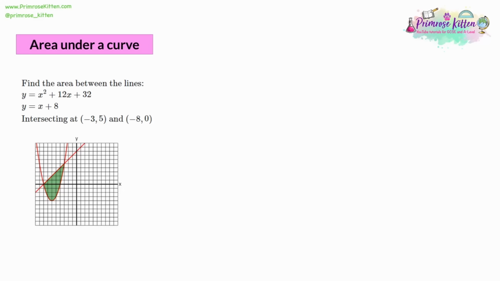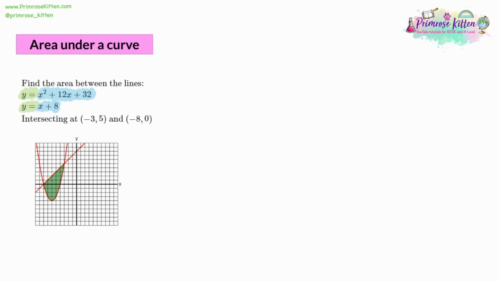Integration is finding the area under a curve. It's particularly between a curve or a line and the x-axis. Now, if you look at the diagram here, it's not between a curve or a line and the x-axis, it's in between a curve and a line. So how can we integrate this? Well, it's just as simple as combining the two lines together because both lines are equal to y. So x squared plus 12x plus 32 is equal to y, and x plus 8 is equal to y.